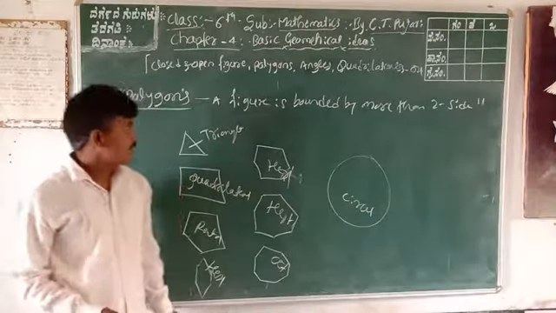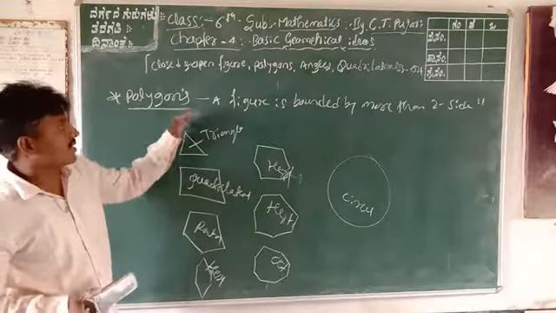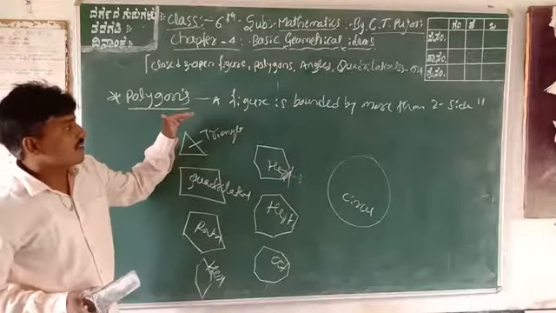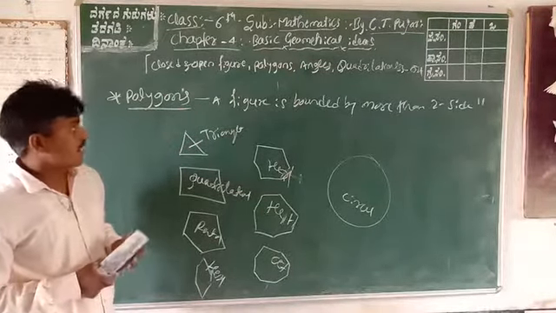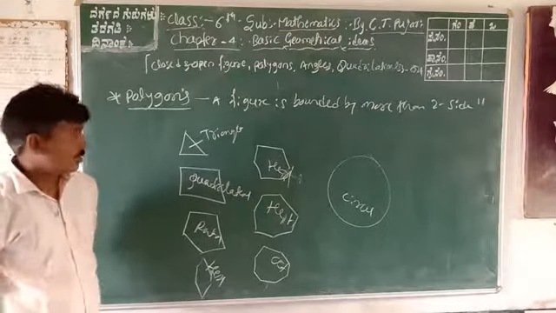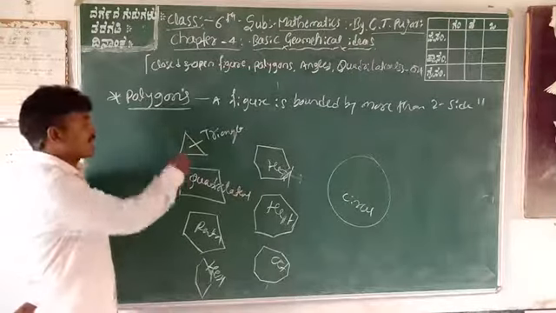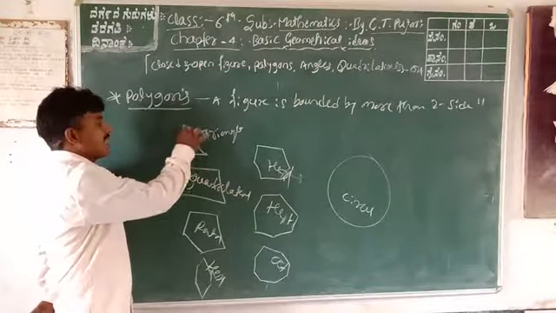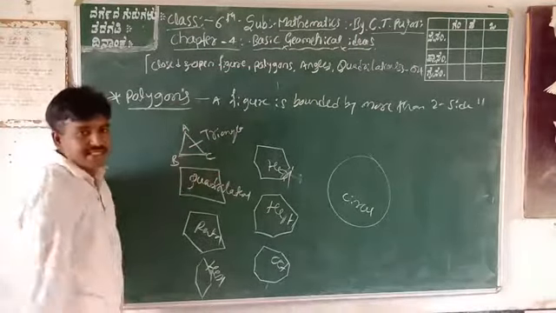But it's only polygons. The polygon definition is: a figure bounded by more than two sides is called a polygon. And also in polygons you can study what the polygons are. First we can study only the triangle. A, B, C. ABC is a triangle.